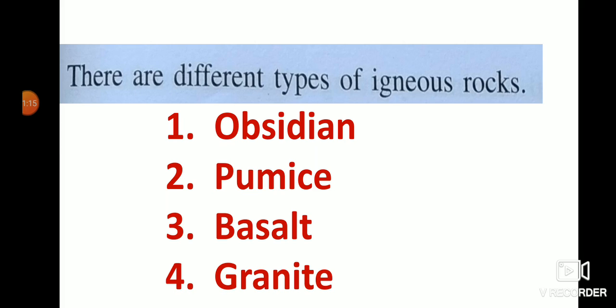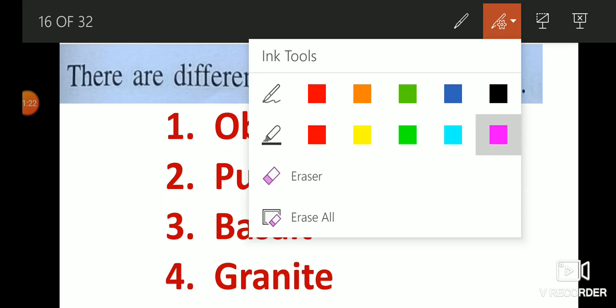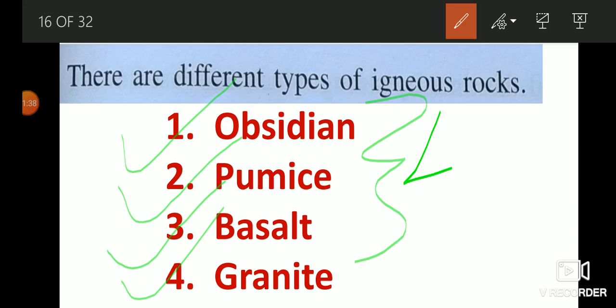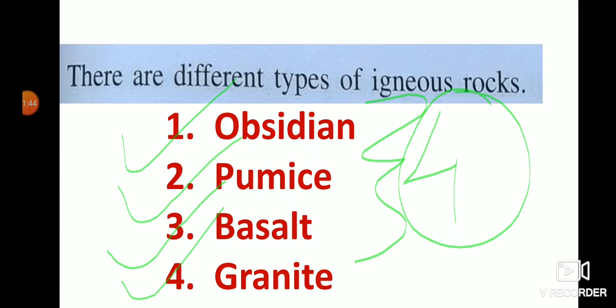So how many types of igneous rocks are found? Basically you will see in this text that there are four kinds of igneous rocks found, and these are obsidian, pumice, third is basalt, and granite. So these four kinds of igneous rocks are generally found on earth. So let us discuss one by one.